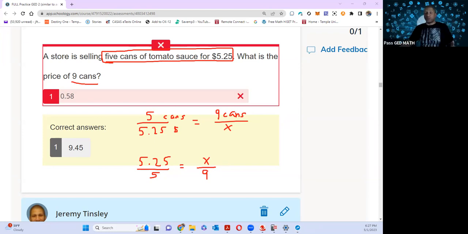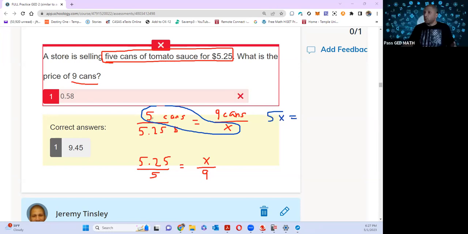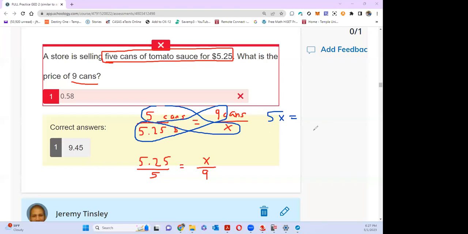Now you cross multiply. So let me change my color. And if we cross multiply, what's 5 times x? 5x. What's 525 times 9? If you don't know, use your calculator. 47.25.